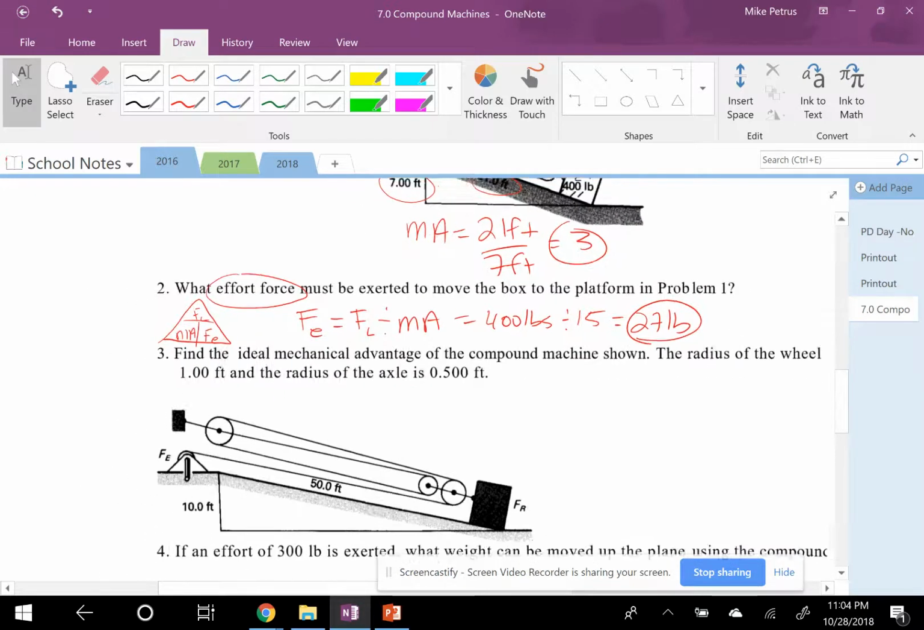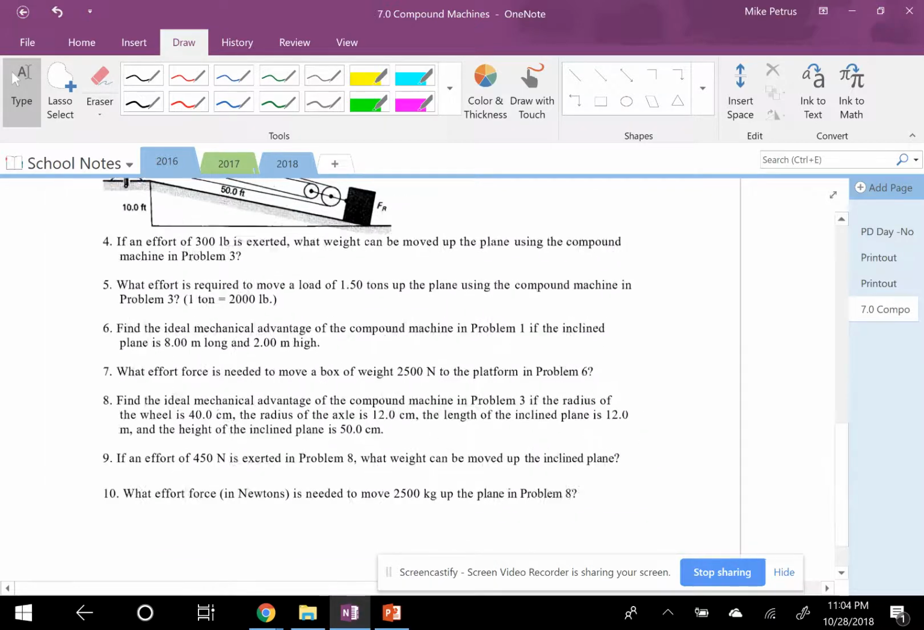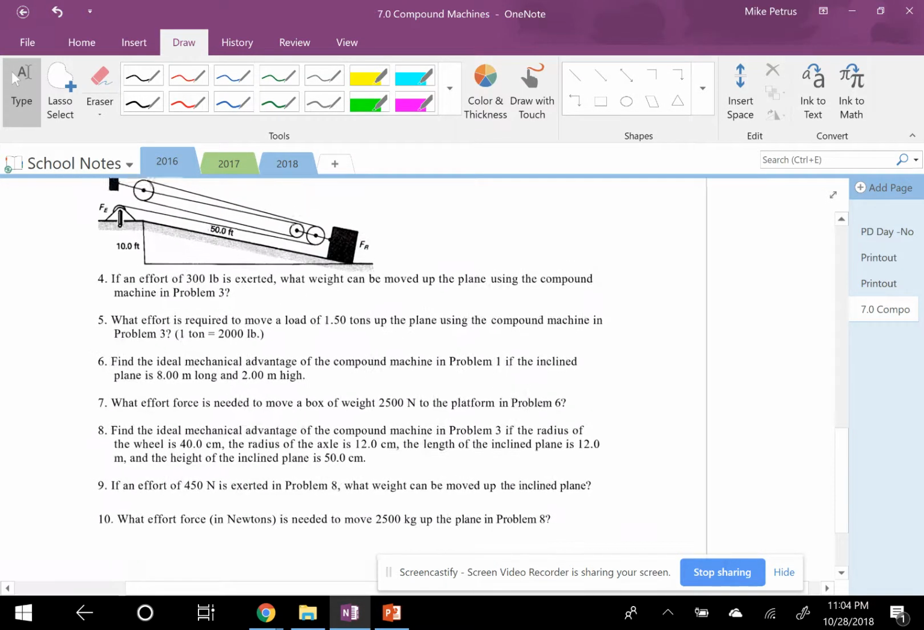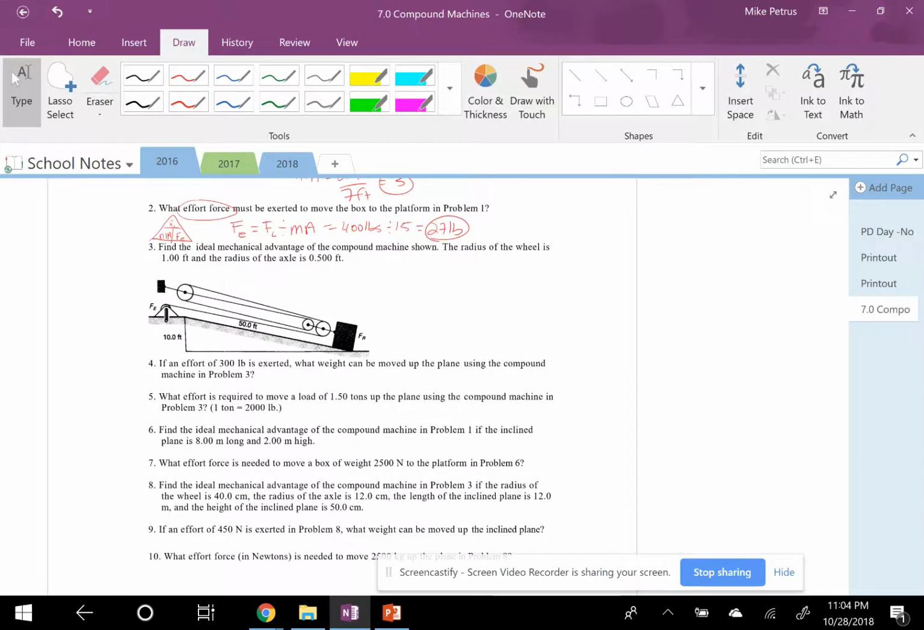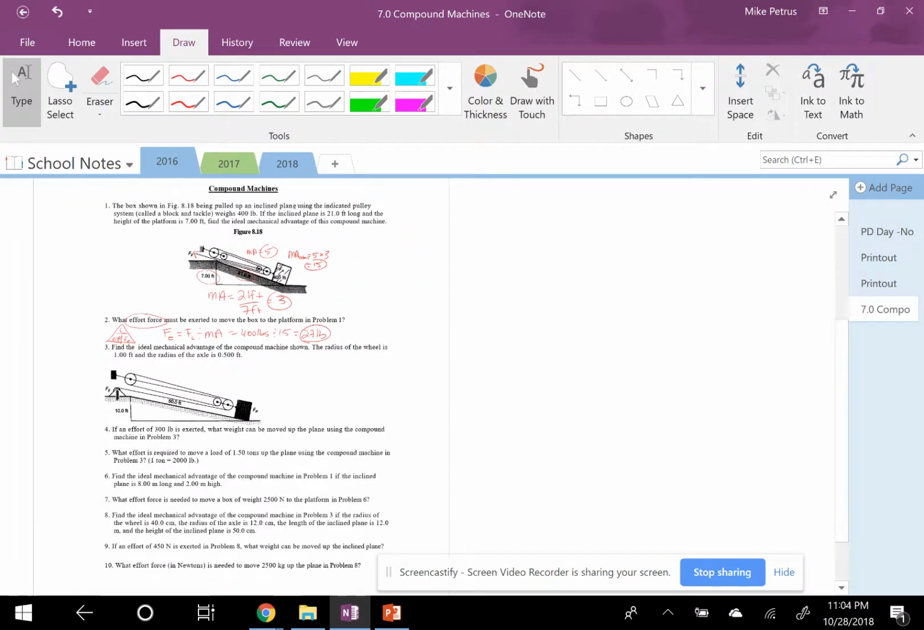And if I just zoom out and look at the rest of this assignment, you get a series of compound machines. A couple of them are going to be described to you, and you can see the next one has a diagram for it in number 3. So just figure out the mechanical advantage and write it down. Just give me an indication as to what you did, and I'll give you full credit for that. Okay, so that's how your assignment's going to go.